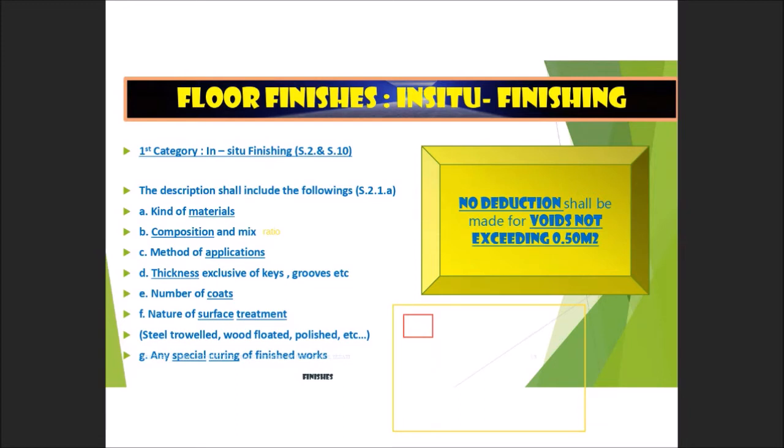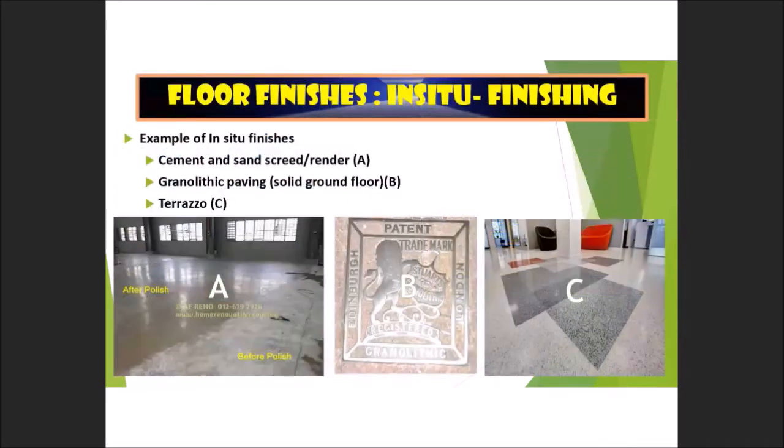Then you have to check whether the floor trap has a void exceeding or not exceeding 0.5. Basically, one floor trap is about 100 times 100, so exactly not exceeding 0.5 meters square. Please be careful. If you have a deduction that is more than 0.5, only then do you have to deduct. This is the rule of writing the description.